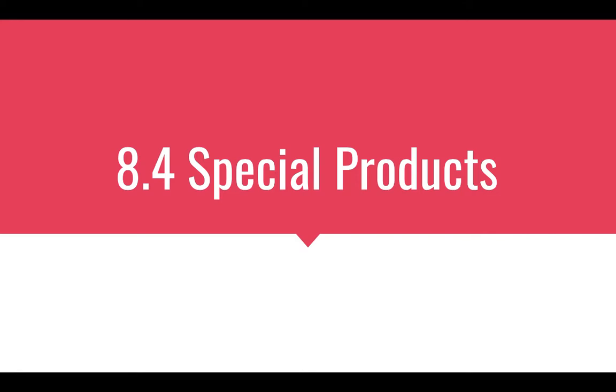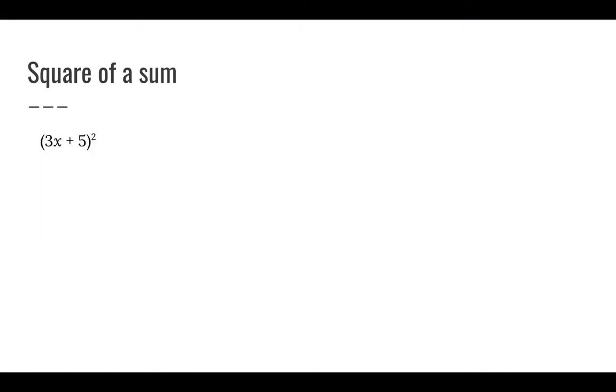As an extension of multiplying polynomials and using the FOIL method, we're going to talk about special products today. The first special product that we're going to discuss is called the square of sums.